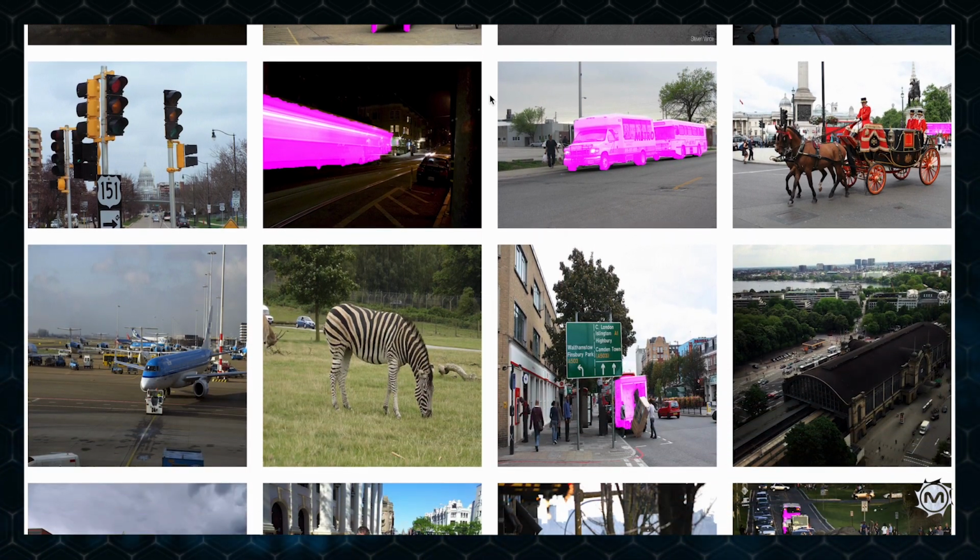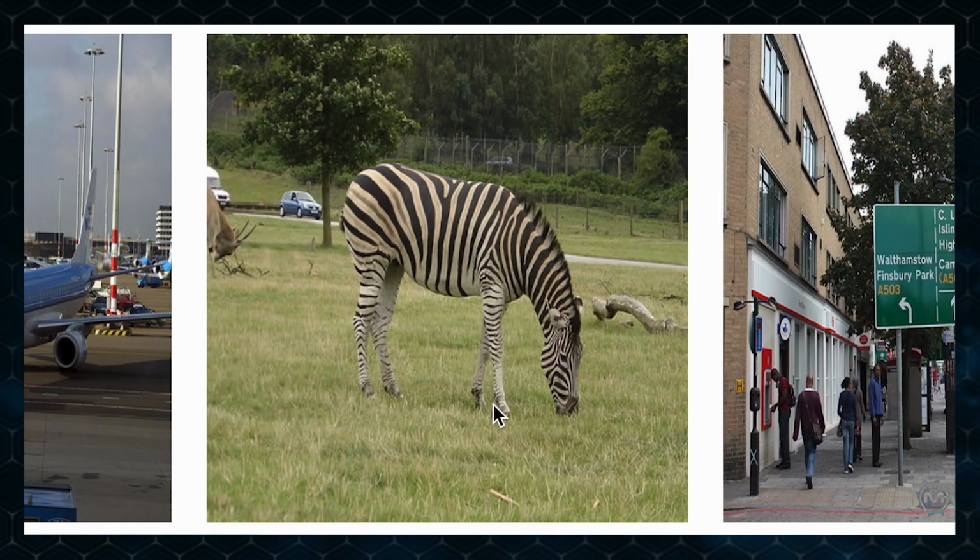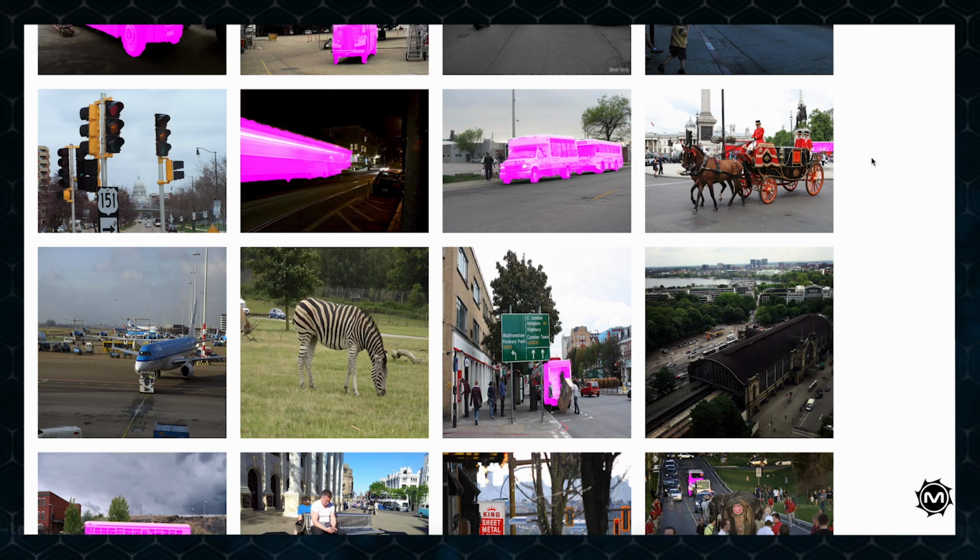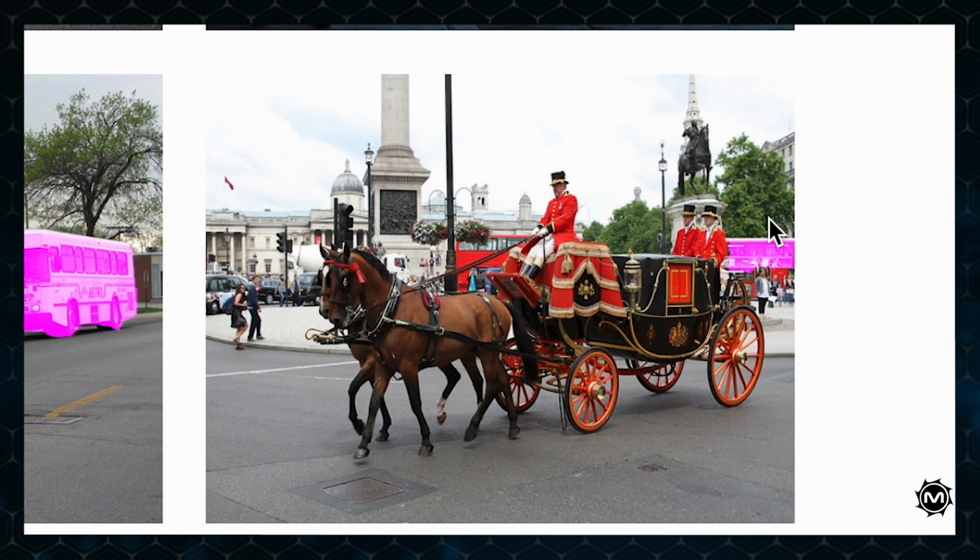We even throw some images in there to try to trick it. For example, this image of a zebra, it doesn't have a bus in it. The auto labeling model doesn't try to force a label into this image where there's clearly not a bus. And then a more difficult example of this bus that's obscured by a horse and carriage, it's successfully able to segment out the image of that bus.